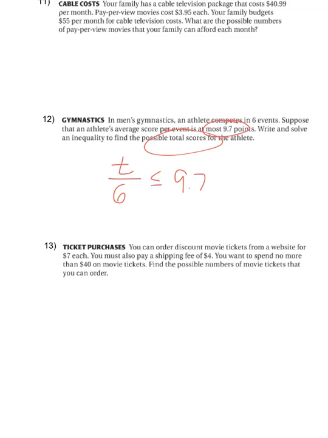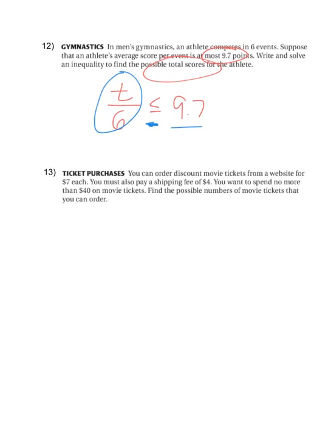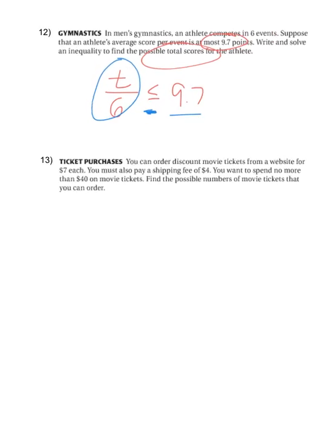So thinking out loud here a little bit, I think this sign is going to be what works for us. Their total score divided by 6 is not going to be more than 9.7, it's going to be less than or equal to 9.7. There's the setup. Now you still have to keep going from there and solve it and get t by itself, but there's how you can get that one going.